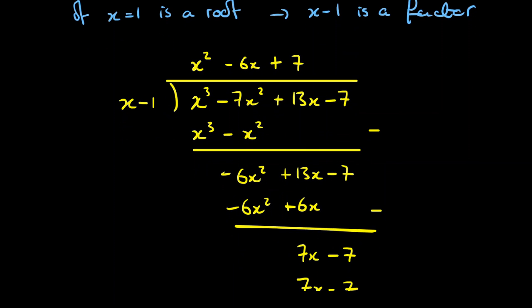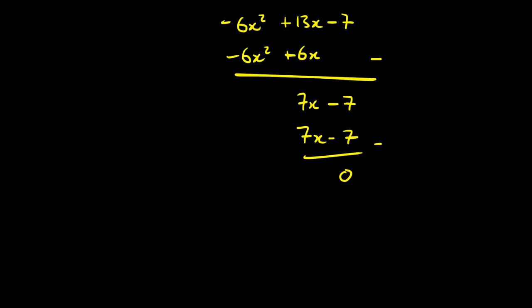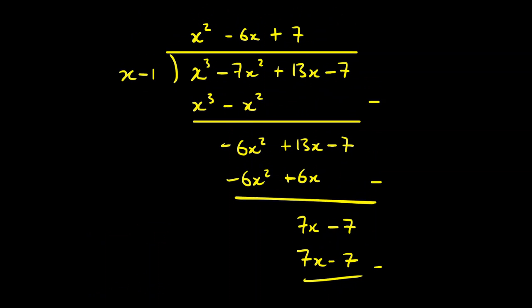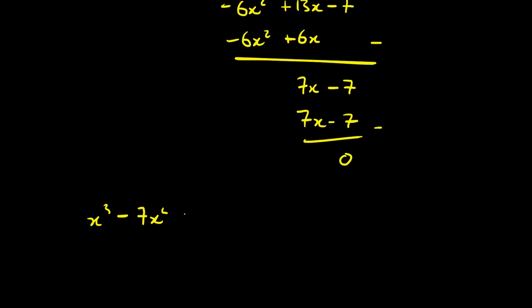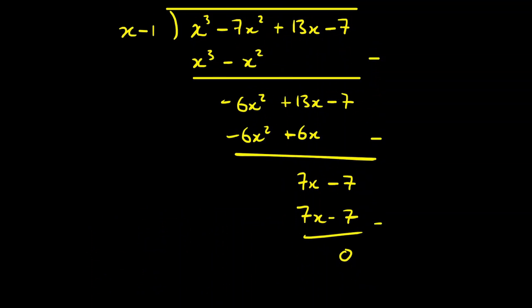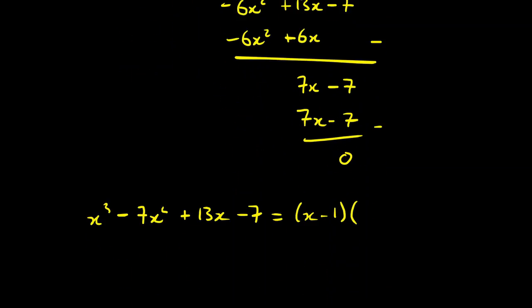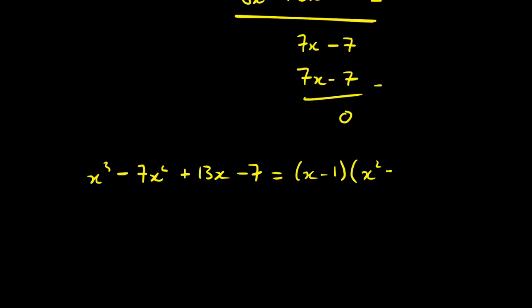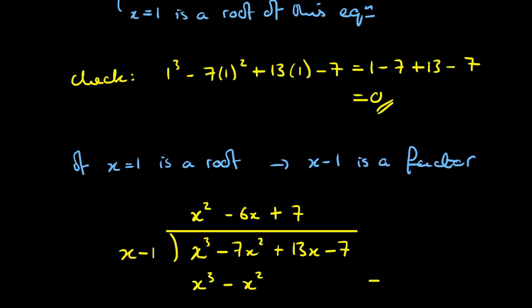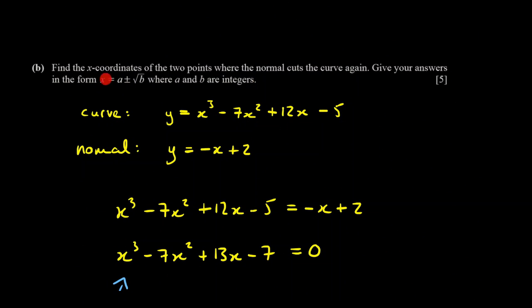So what does this tell us? It tells us that x cubed minus 7x squared plus 13x minus 7 can now be written in factorized form as x minus 1 multiplied by x squared minus 6x plus 7. So x squared minus 6x plus 7. Okay, well, this is a quadratic factor, and we could try to factorize it, but actually the question basically tells us this is not going to factorize because we're expecting solutions with surds in them.